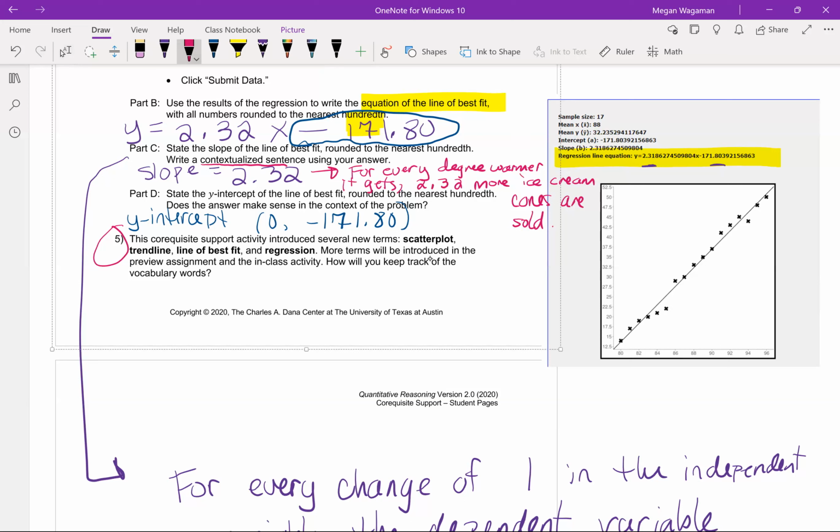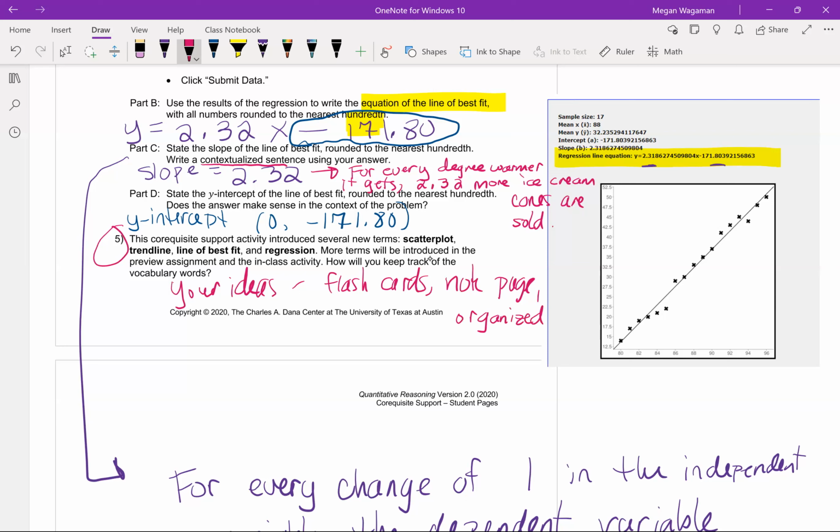Again, this is a place to put your ideas. Maybe you want to make flashcards. Maybe you just want to keep a note page, set aside a page in your notebook. Maybe you'll do some kind of digital organization, like a Google Doc or a Word document, so organized on a computer or a phone or whatever. Whatever is going to work for you, but there are going to be a fair amount of words, some formulas, some things like that that you'll want to keep in mind. So thinking of a good way to organize that can definitely be very helpful.